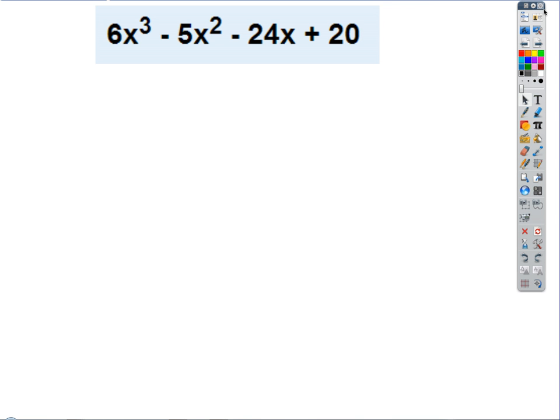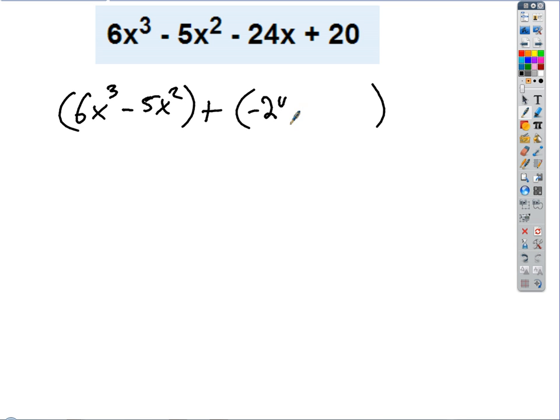Okay, can I pull anything out? Factor anything out of all those? No, I can't, so I'm just gonna group, right? 4 terms, I automatically know I'm just gonna break it into 2 groups of 2, right? First group gets the first 2 terms, 6x cubed minus 5x squared. Second group gets the negative 24x, don't forget the negative sign, right? Plus 20.